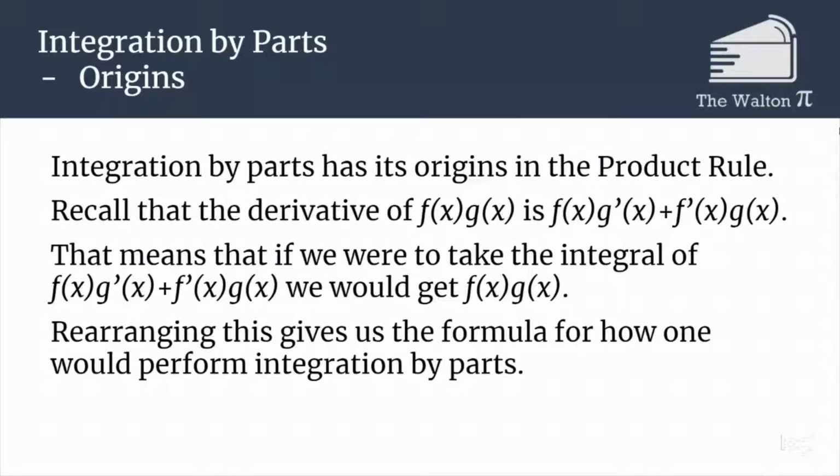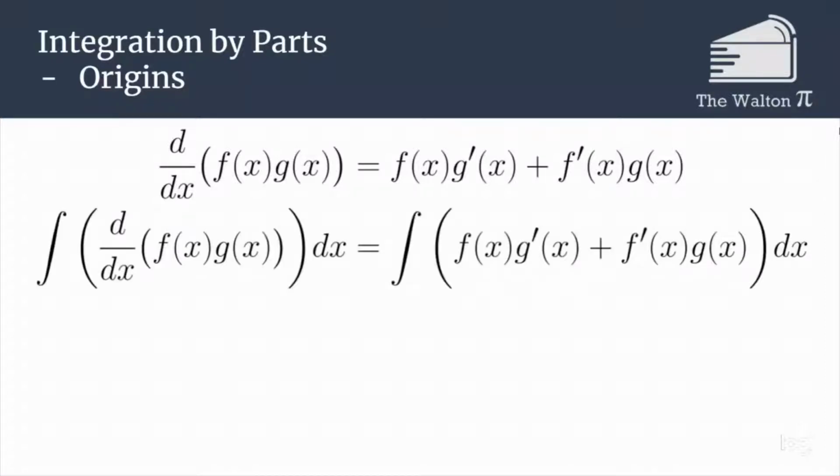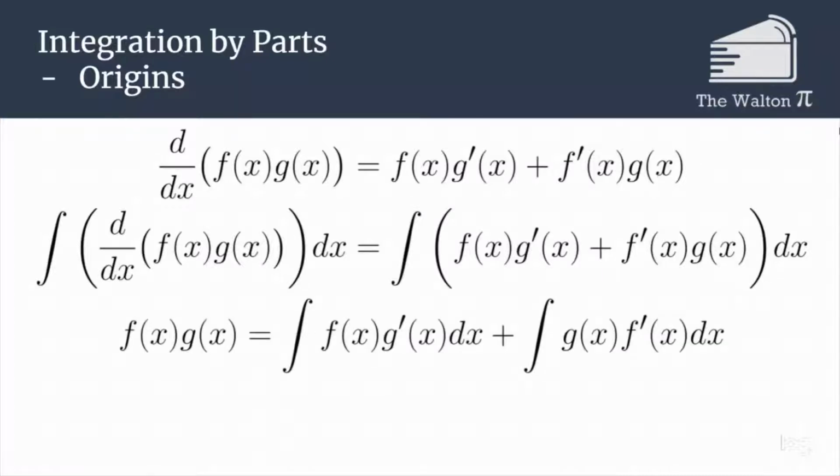If we rearrange that equation, that's how we are able to find our formula for integration by parts. If we take the derivative of f of x times g of x, that gives us f of x g prime of x plus f prime of x g of x. If we then integrate both sides of this expression, the integral of the derivative of f times g is equal to the integral of f times g prime plus f prime times g. The integral of the derivative is just f times g. So f times g is equal to the integral of f times g prime plus the integral of g times f prime.